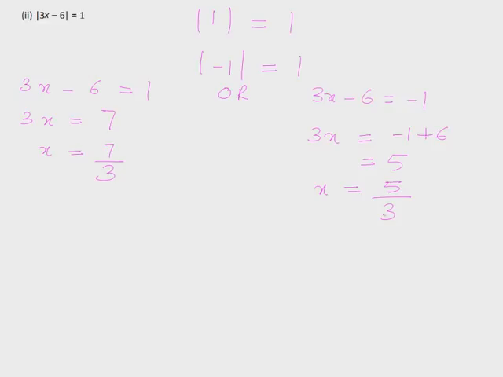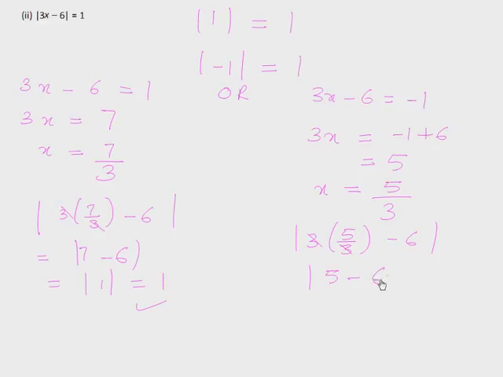We should always plug it in quickly to check that we're right. Plugging in 7 by 3, I get 3 into 7 by 3 minus 6. 3 and 3 can be cancelled, so I get 7 minus 6, which is absolute value of 1, which is 1, so it works. Here it's 3 into 5 by 3 minus 6, which is 5 minus 6, which is absolute value of minus 1, which is 1, also works. So the two solutions are 7 by 3 and 5 by 3.